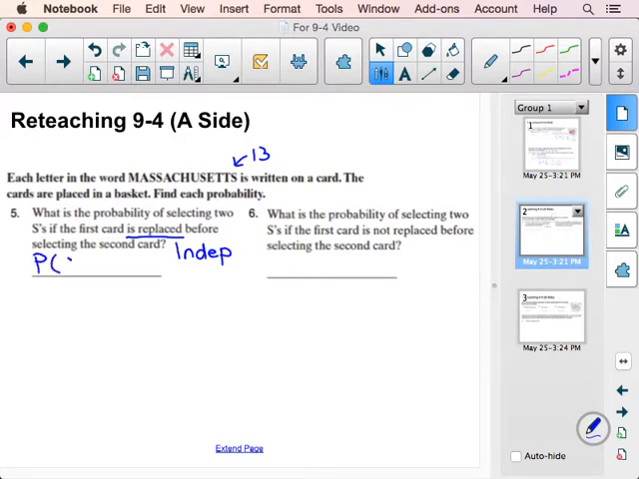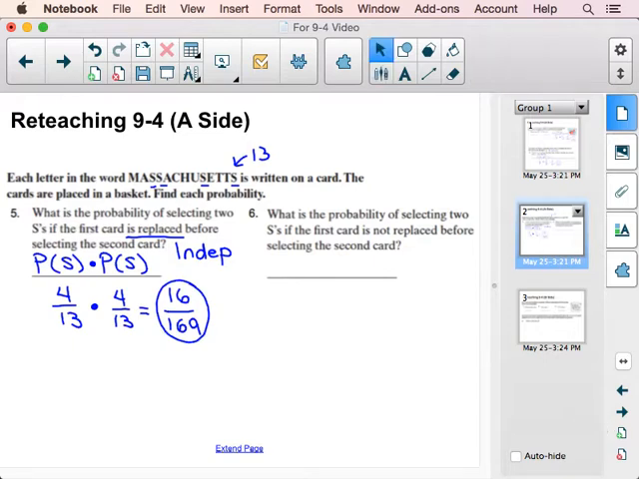So we want the probability of selecting S on the first pick. Then we reset the situation. We have all the same letters again, and we're going to multiply that by the probability of getting S for that second pick. So if you look at the word Massachusetts, we have 1, 2, 3, 4 S's out of our total of 13 letters. So on our first pick, we have a 4 in 13 shot of getting an S. Then we picked our S, we put it back, replaced it. So then on our second pick, we're going to have a 4 in 13 shot of getting an S again. And to get the probability of both those things happening, we multiply them together and get that our chance would be 16 out of 169.